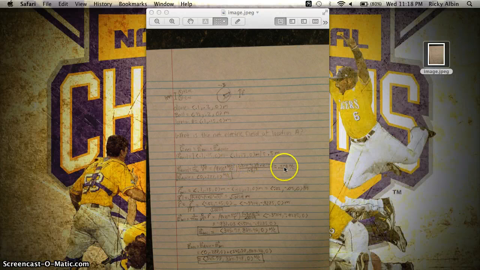Yeah, since only the y component changes, I'm only left with one value for the actual r. So when I plug it in there, it all looks fine. Then I move on and start finding the electric field of the ball at location A.